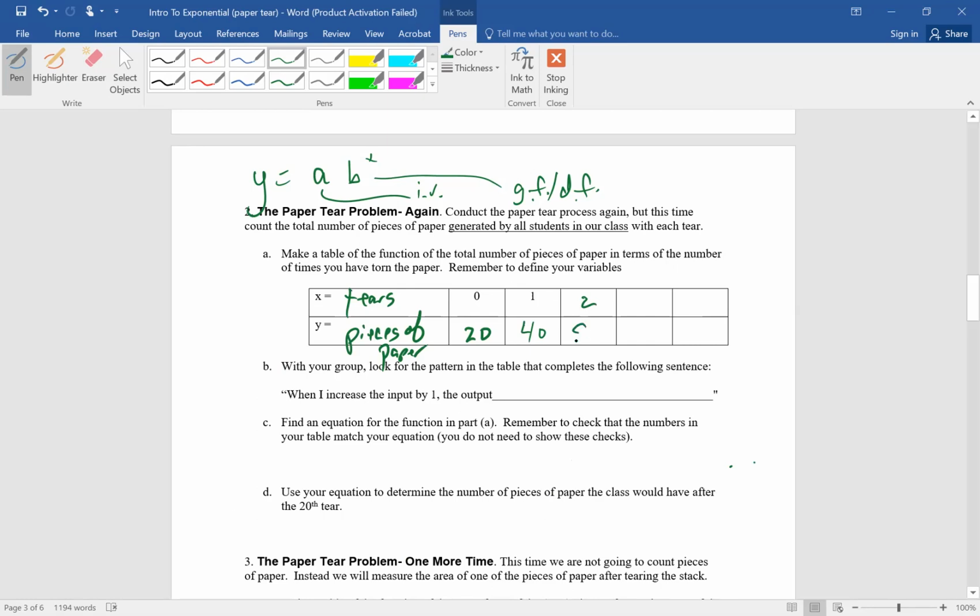So hopefully you're telling me 80. Do it again. Everybody in the entire class has 80 pieces of paper, and if everybody tears it in half, they all double the amount of old papers, which should just be 160. And you should be able to fill this chart out without even looking at that point, 320. So again, when you increase the input by 1, the output again doubles.